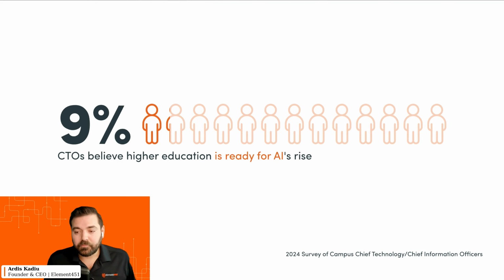9%. This is the percent, one in 10, right? So 1 in 10 CTOs today believe that higher education is ready for AI. And this was an Inside Higher Ed survey of CTOs done very recently, that came out last week or the week before. I believe we talked about this in our podcast episode, and we talked about it as part of the network as well. So 9%. I mean, that is incredible when you think about the institutions being ready for the adoption.